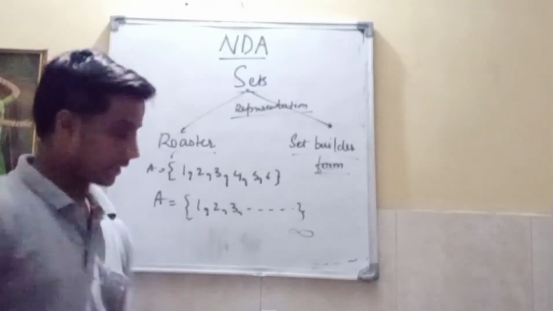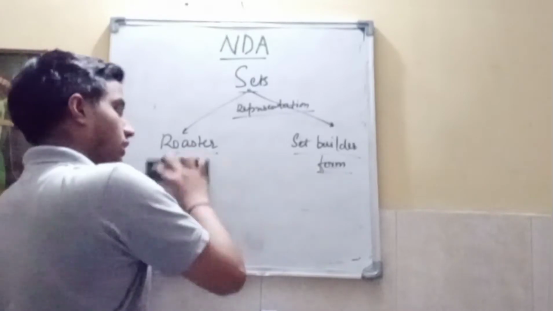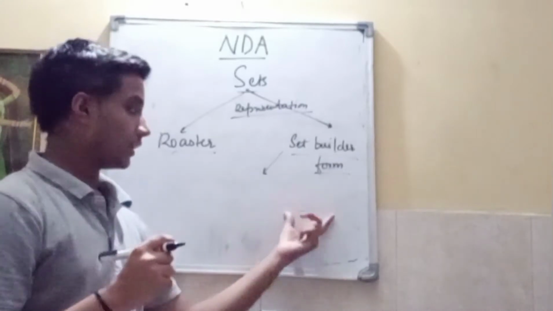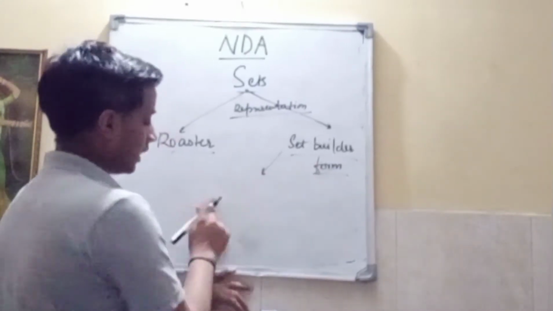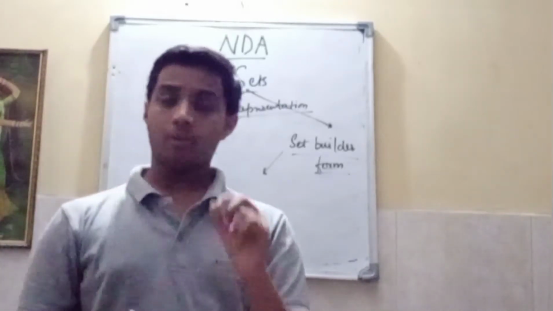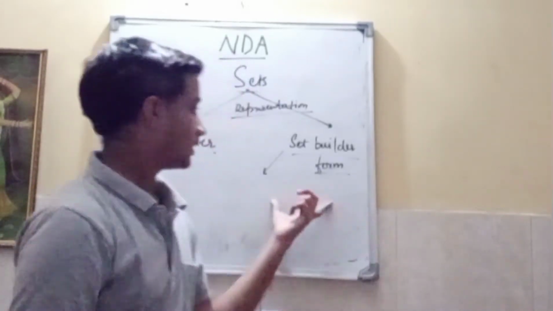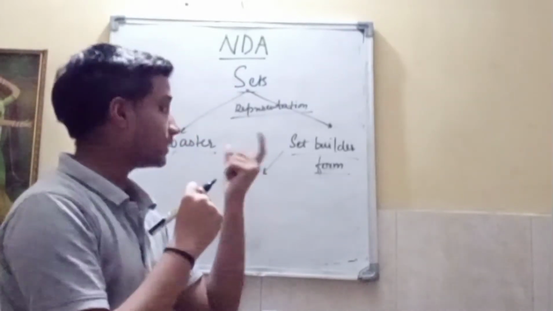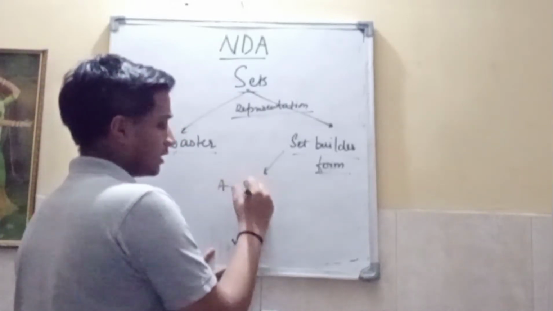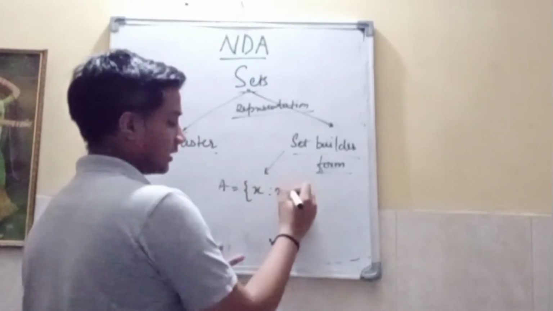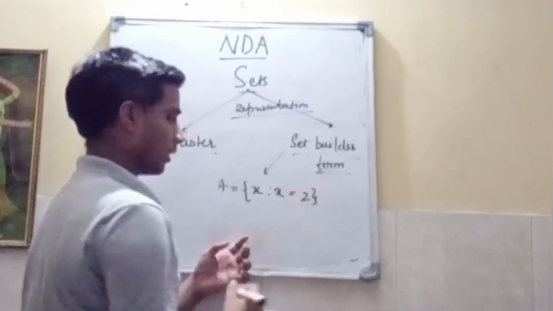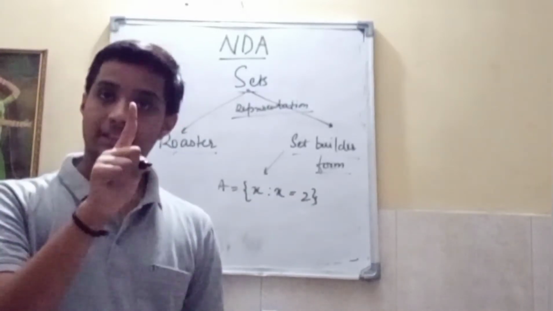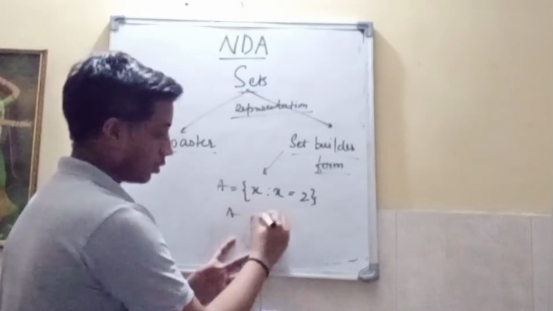So the next thing that we have to study is the set builder form. It is the most common form that we study for NDA. Set builder form is a method in which we write down a particular rule that describes the elements of the set. For example, I am giving you an example. A is the set of x such that x is equal to 2. This means this is a set in which there is only one element, that is 2. A is equal to {2}.